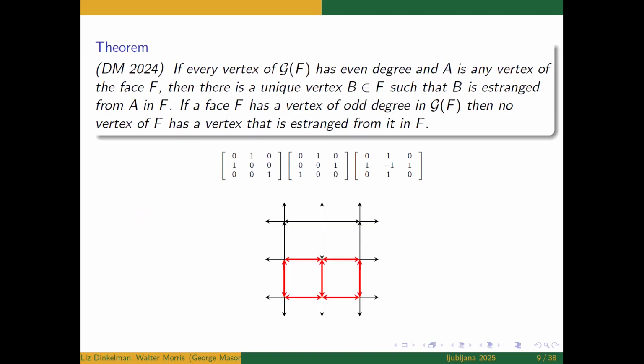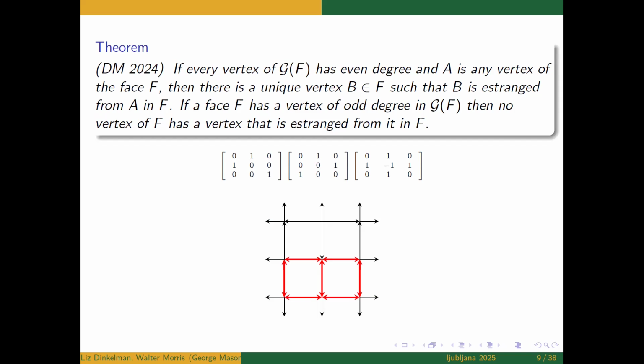If every vertex of script G of F has even degree and A is any vertex of the face F, then there is a unique vertex B in F such that B is estranged from A in F. If a face F has a vertex of odd degree in script G of F, then no vertex of F has a vertex that is estranged from it.